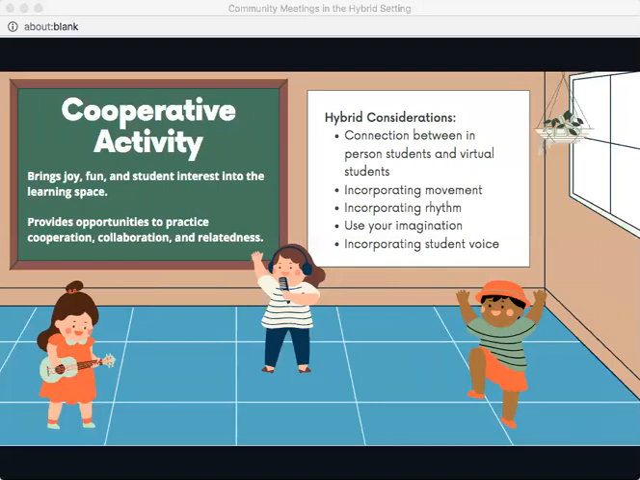So when we're thinking about this cooperative activity, some hybrid considerations again might be that connection between in-person students and virtual students, how we're incorporating movement, rhythm, maybe dance or stretching, but in a safe way where students are socially distanced from one another. We encourage you to really use your imagination. Go back to those old school games that we played when we were kids as teachers. Simon Says, etc. And also, again, incorporating student voice and getting student input when designing these activities.